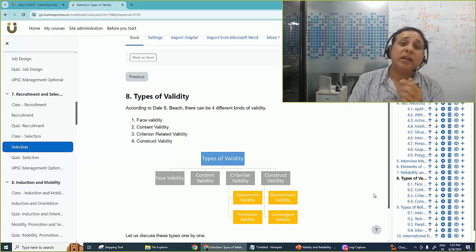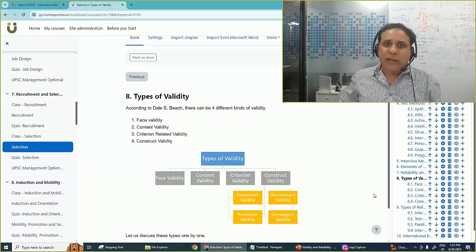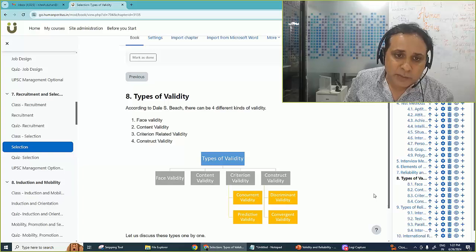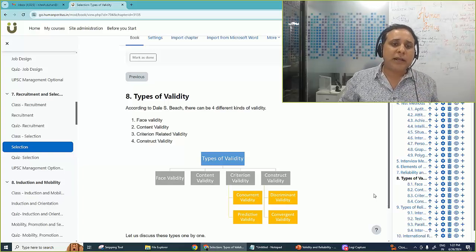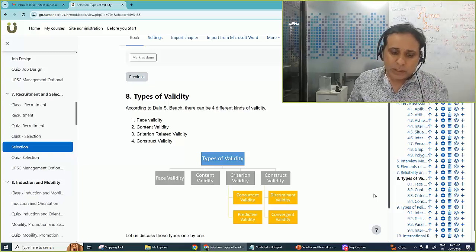So let's come back and let's understand different types of validity. So guys, broadly four types: face validity, content validity, criterion related validity, and construct validity. Construct and criterion related validity also have got some subtypes, so we'll come to them. Let's go through all of them one by one.